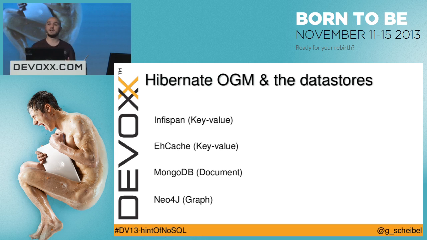Hibernate OGM is a proof of concept for the moment, I would say. The idea is, as Hibernate ORM did with SQL, is it possible to have a high layer abstraction on top of NoSQL data store? It started with InfiniSpan, which is a key value. Then came EhCache. I have created the MongoDB data store, and now we just have released it 2 weeks ago, I think. We have a starting implementation for Neo4j.